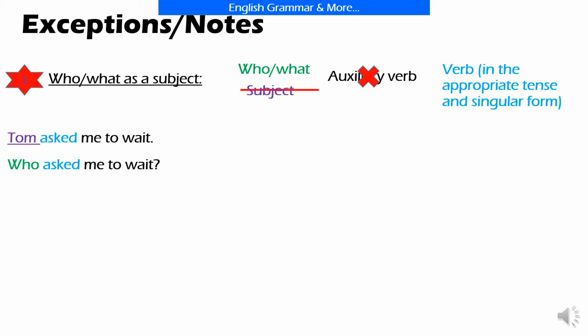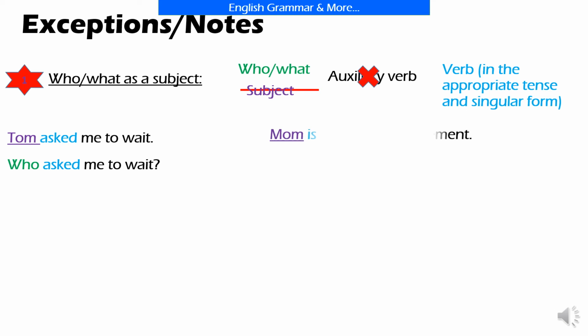And we did not put any auxiliary verb after the special question pronoun. The reason is because we do not have a subject, therefore there is not any necessity for an auxiliary verb to be in between the special question pronoun and the subject.